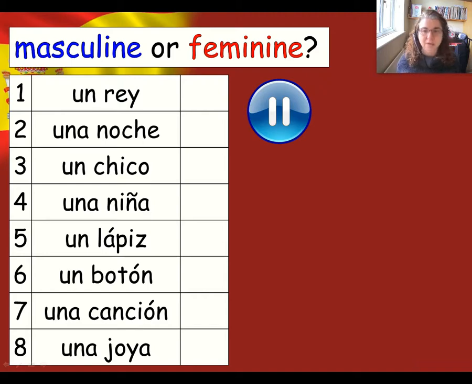Now, here are some nouns that you haven't seen before. And what I would like you to do is to use those clues, use those tricks that we've practiced so far to help you to work out if these words are masculine words or feminine words. So, what you need to do is just to number 1 to 8, then copy the words down, and next to them, write M if you think the word is masculine, and F if you think the word is feminine. And remember all those clues that we talked about. So pause the video now, have a go at that, press play again when you're ready to go over the answers.